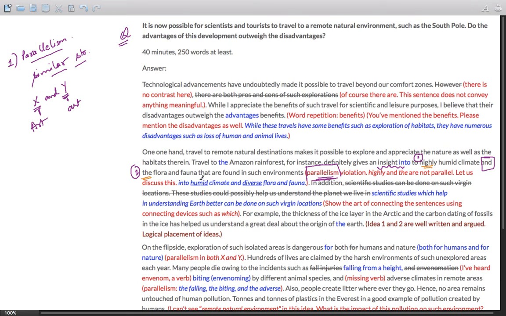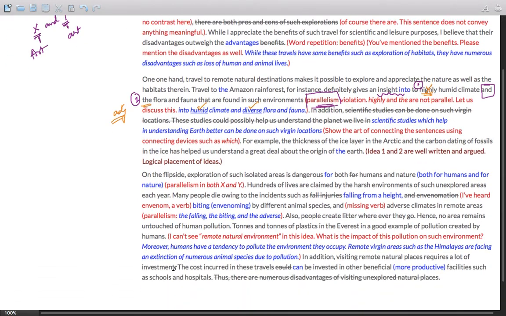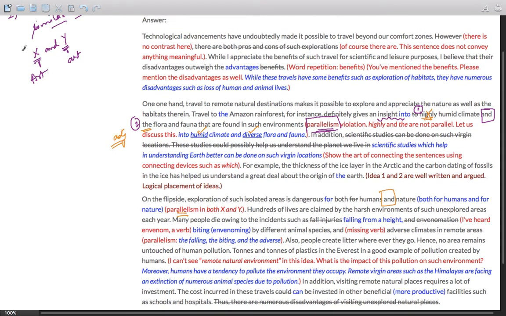I have tried to change it, remove "highly," and add "diverse" over here. So "humid climate" and "diverse flora and fauna." So both these are adjectives, and this completes the parallelism issue. Similarly, there's another parallelism issue over here, both X and Y. There's again an "and" over here, so this is again the same category, X and Y.